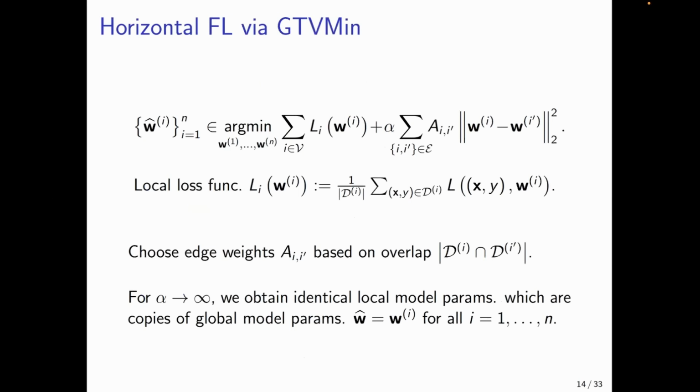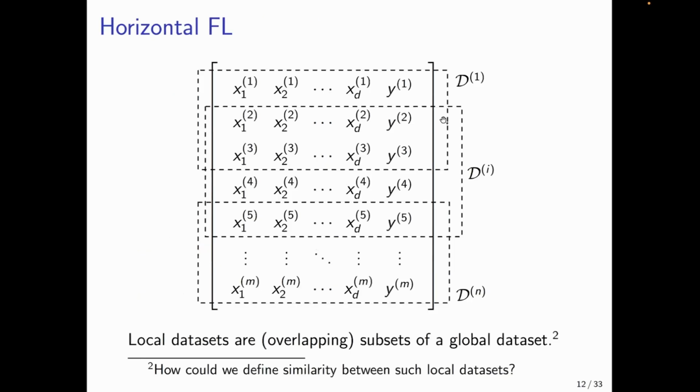And we can use horizontal federated learning, or horizontal federated learning corresponds to a specific choice for these loss functions. In particular, these loss functions are the average loss on these local data sets. And these local data sets are partially overlapping. And here we could also use a specific choice for the edge weights. It seems natural to train a similar model for two hospitals, let's say these two local data sets are two hospitals, if they have many patients in common.